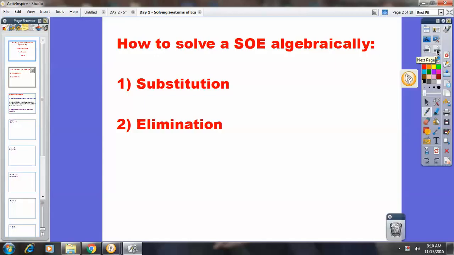So, like I said, there's two ways to solve a system of equations algebraically. That is through substitution or through elimination. Both of these methods are methods that you learned in Algebra 1.